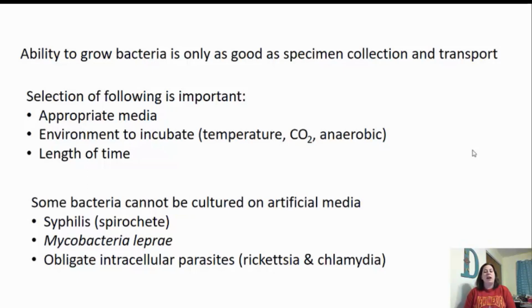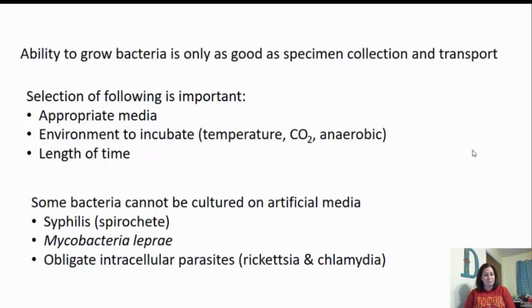The selection of the following is really important whenever you collect something and you transport it. One is the appropriate media, making sure you're using the right type in order to grow what you need. Also, the environment to incubate it in. Is the temperature set towards optimal? Does it need carbon dioxide? Is it anaerobic? Also, the length of time. Some of them can actually grow very quickly, where others take more time, so you're not going to see results as quickly.